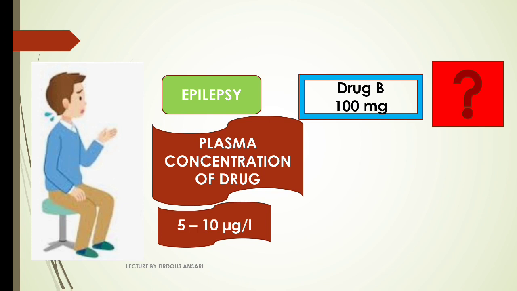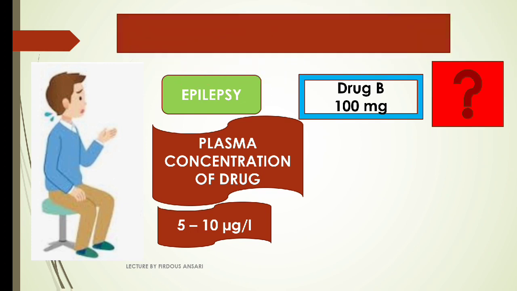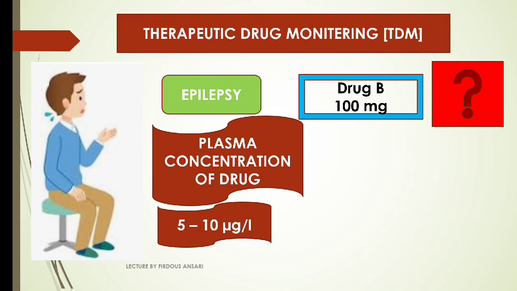In another individual, the same drug B was given at 100 mg for a week, and after 1 week, when the plasma concentration of the drug in that patient was checked, it was found to be nearly 20 microgram per liter. So in that case, the doctor will reduce the dose of the drug. This monitoring of dosing by checking the plasma concentration of the drug is known as, yes, our hero has come, therapeutic drug monitoring.